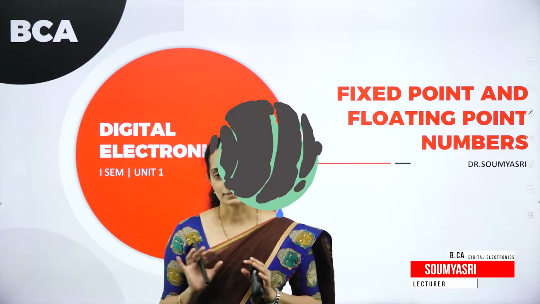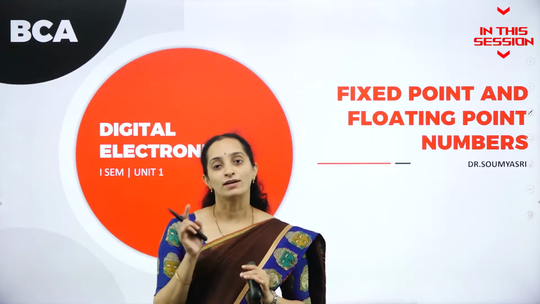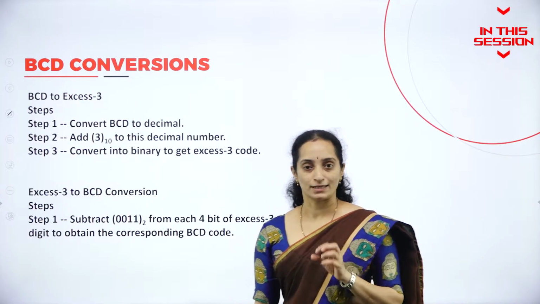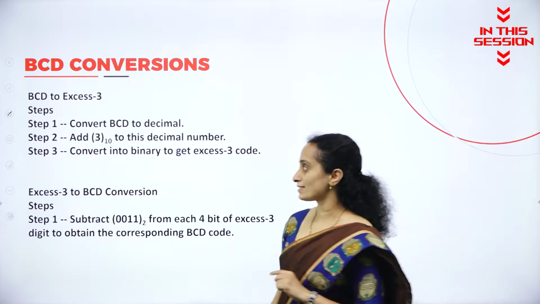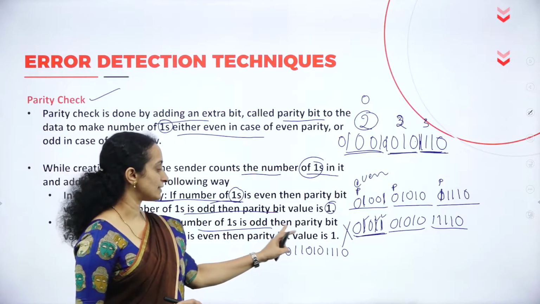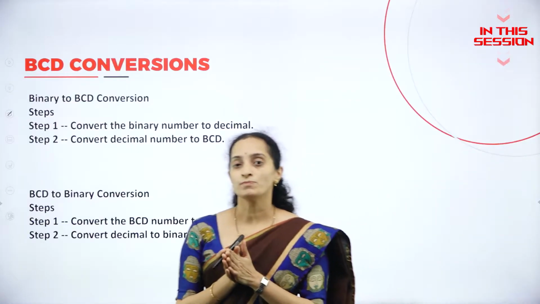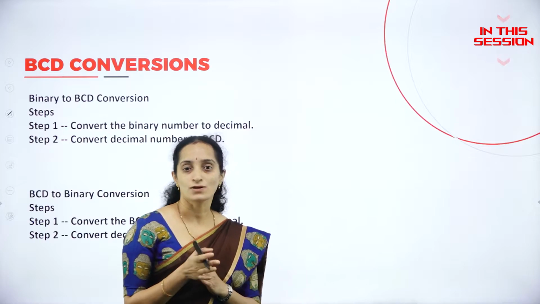All the data will be in ones and zeros. Even if one bit, suppose you want to convert the representation from BCD to XS3, what are the steps you can follow is, if number of ones is odd, then parity bit will be 0. That means how to convert a binary coded decimal number.